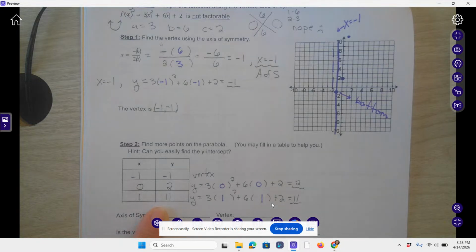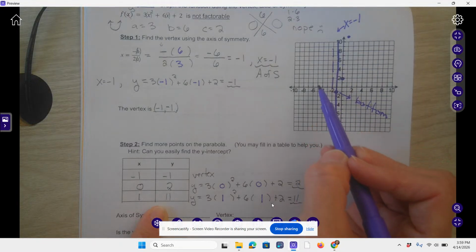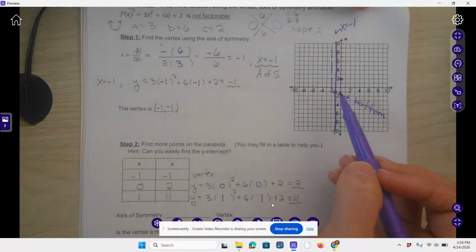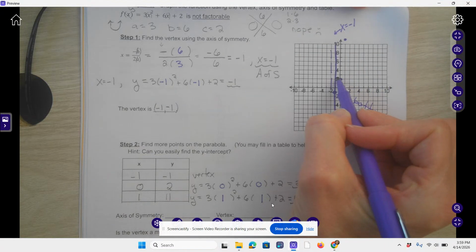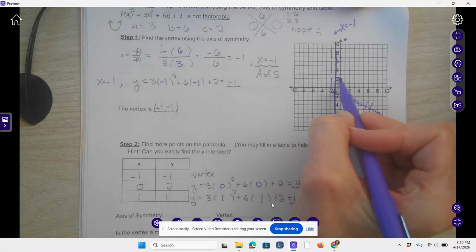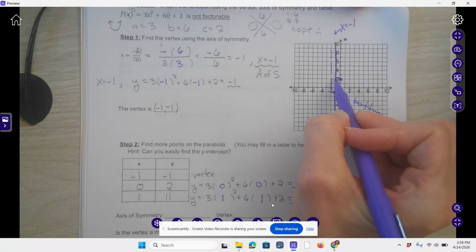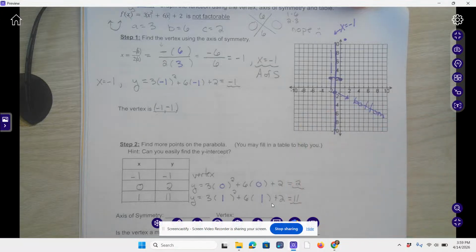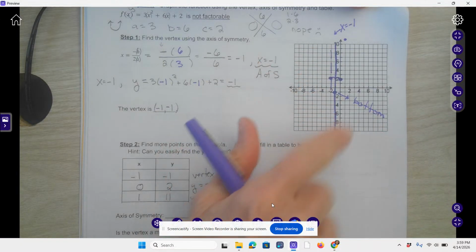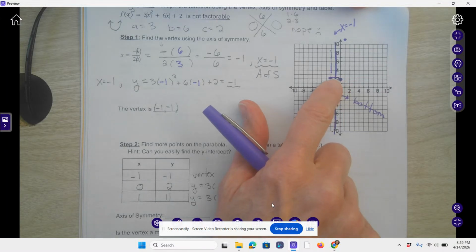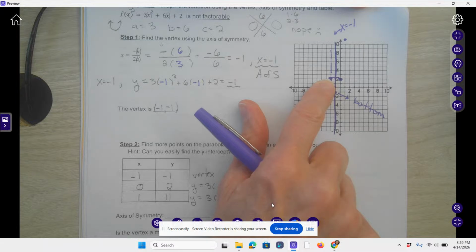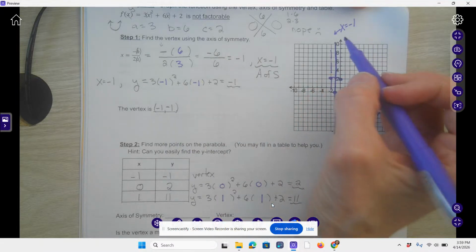Now we're going to use symmetry to find points on the other side of our parabola. And remember, if this coordinate point is 1 to the right of the middle, if I go 1 to the left, I can put another point there because this is the middle. So if this point is 1 to the right of the middle, I will have a point 1 to the left, because parabolas are always symmetrical.